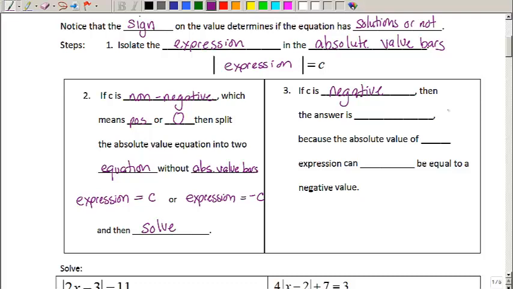Now let's take a look at the instructions if c is negative. As in the example before, if c is negative, then the answer is no solution, because when you take the absolute value of any expression, it can never be equal to a negative value. So I like this one because the answer is just no solution.